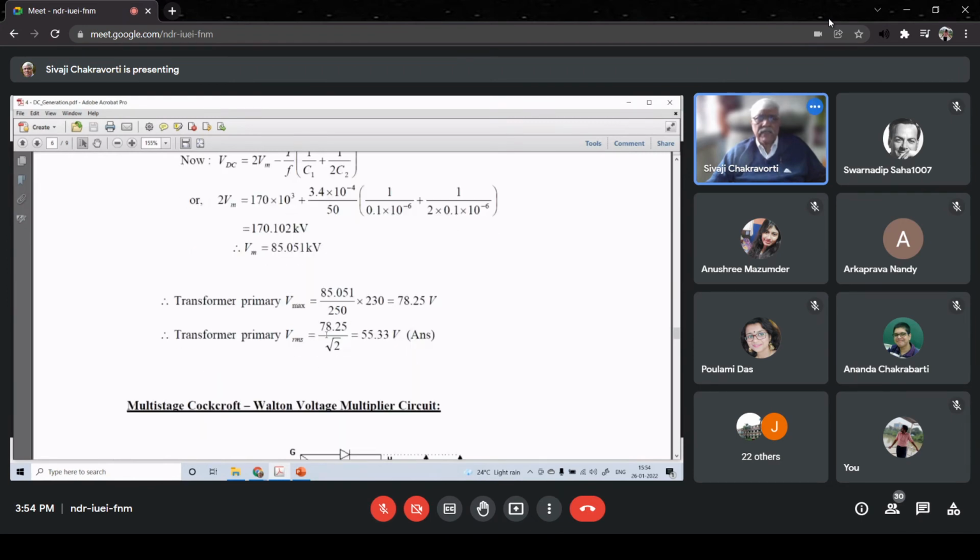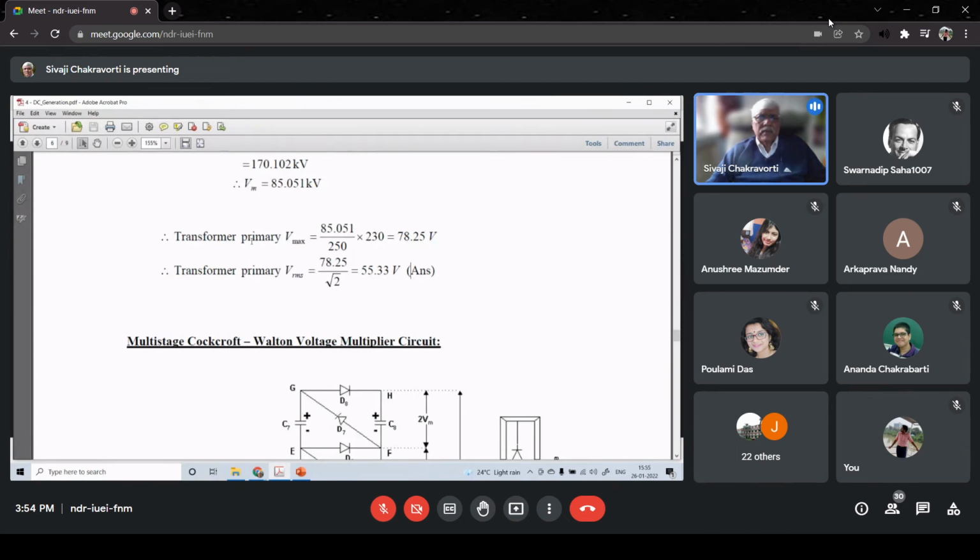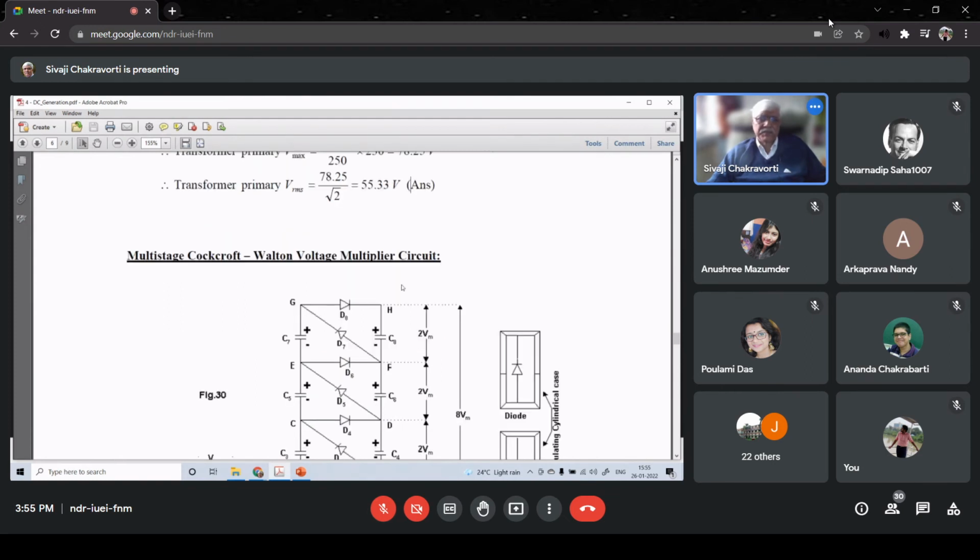85.051 kV. So transformer primary voltage from the turns ratio, I can get this, but please remember this is Vmax, which is the peak value. So typically we calculate the RMS value, which is 55.33 volt RMS. That's the answer. So I hope this is a very simple problem which you will be able to grasp.